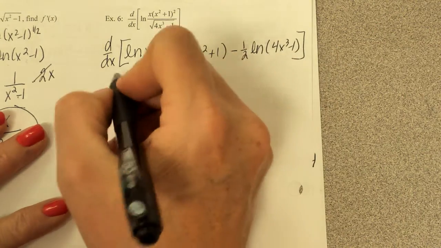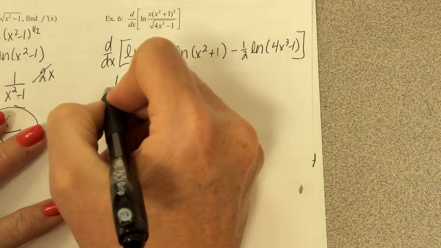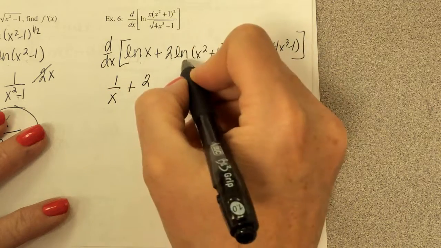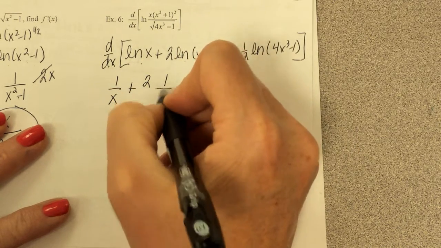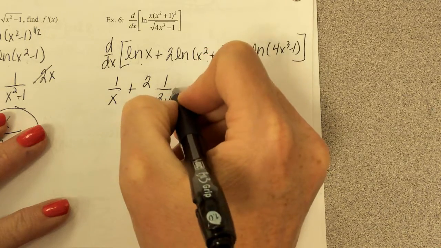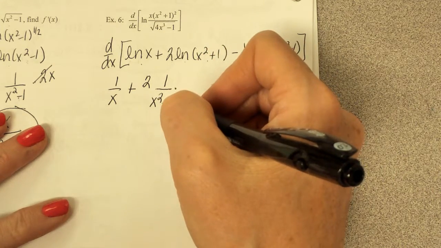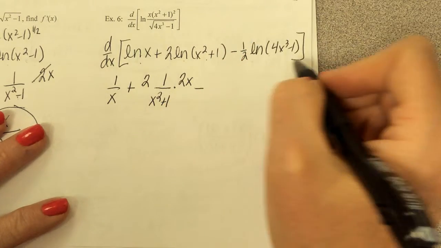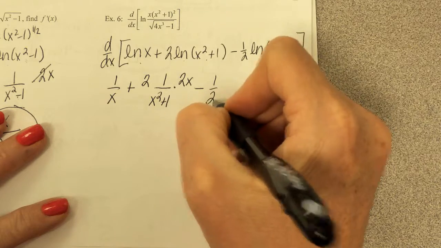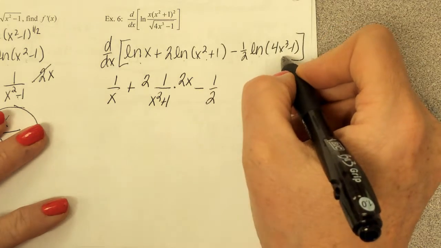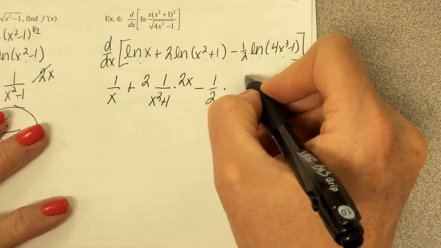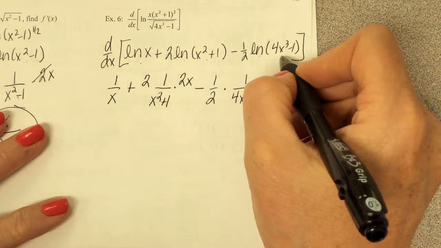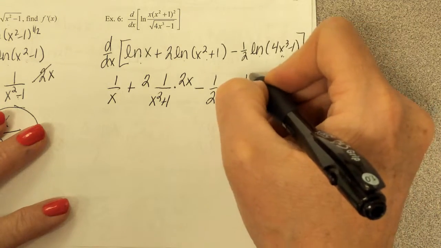The derivative of ln of x. What is it, everyone? 1 over x. Plus, I come to the next one. I bring down the 2. Derivative of natural log of this is 1 over that. And then times, and what's the derivative of x squared plus 1? Times 2x, right? And then minus, I bring along the 1/2. And the derivative of natural log of this is going to be what? 1 over it. And then what's the derivative of that? 12x squared. I could just put that on top here.